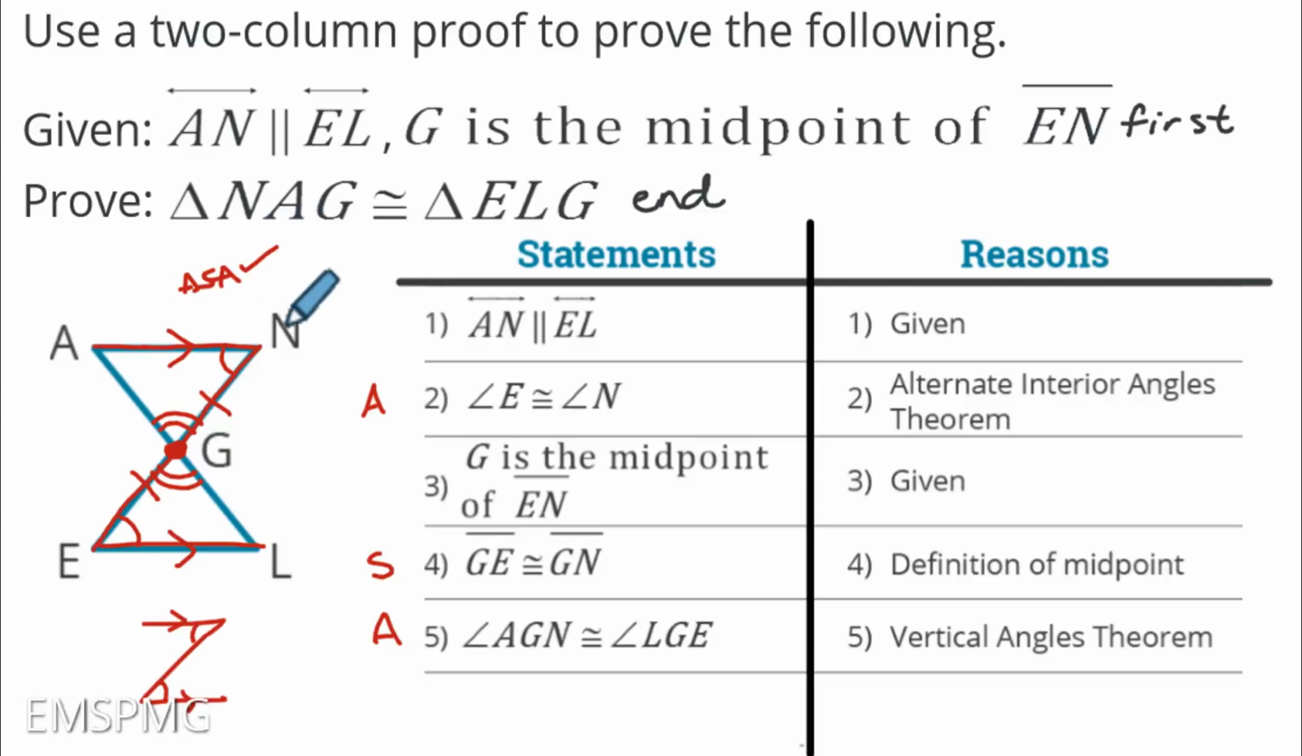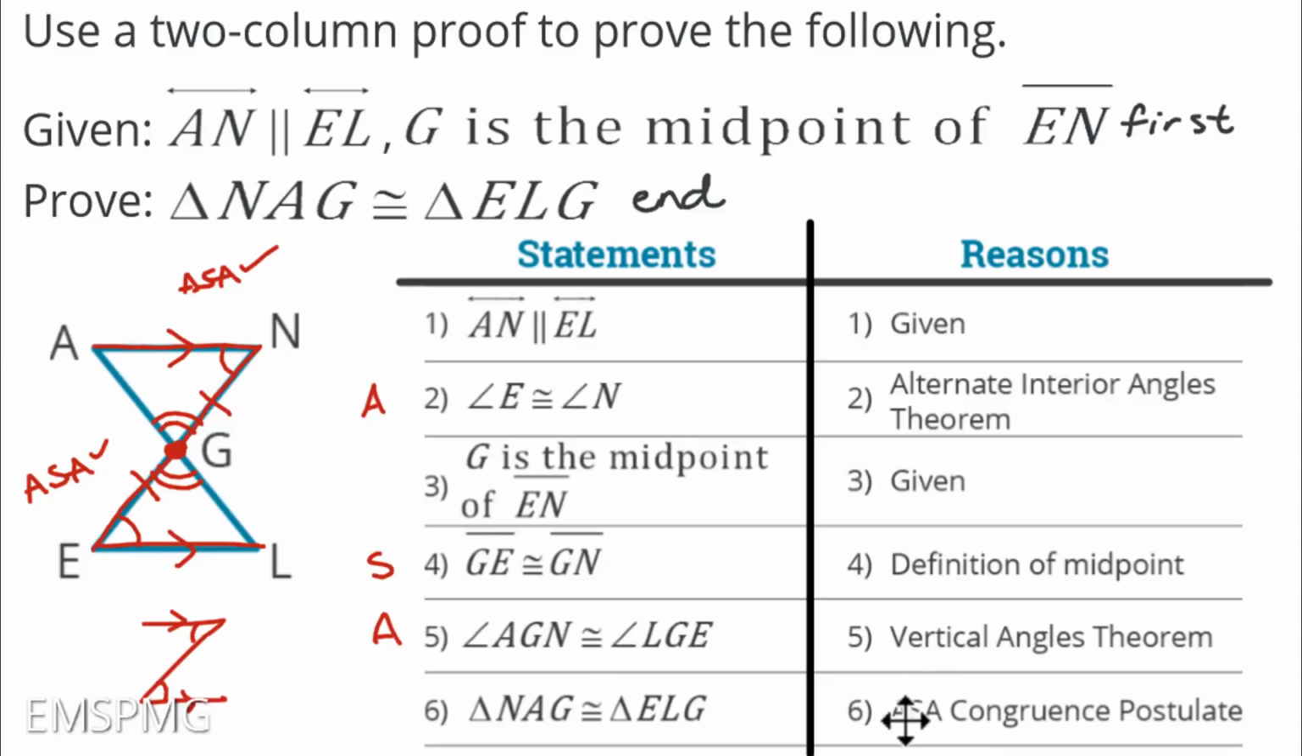Is this side included between these two angles in the bottom one? Yes, it is. It's right in between, so that's angle, side, angle as well. And therefore, I know that my triangles have to be congruent to each other because that is one of my congruence postulates. Triangle NAG is congruent to triangle ELG, and the reason for that is the angle-side-angle congruence postulate.